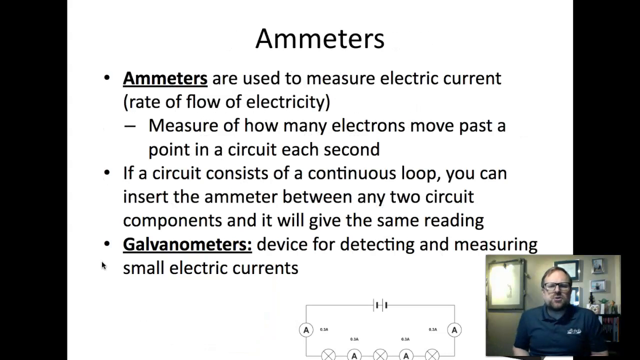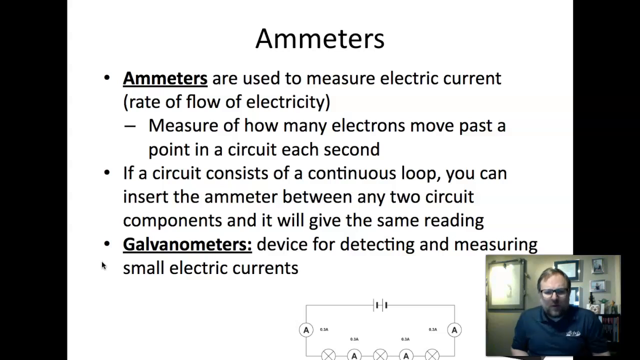Ammeters are used to measure electric current or rate of flow of electricity. Remember, the way I remember it, voltmeter measures voltage, that makes sense. Ammeter measures amperes, right? That makes sense. And ammeters measure how many electrons move past a point in a circuit each second. The more electrons moving by per second, the greater the flow, so the greater the current. If a circuit consists of a continuous loop, you can insert the ammeter between any two circuit components, and it's going to give you the same reading anywhere on there.